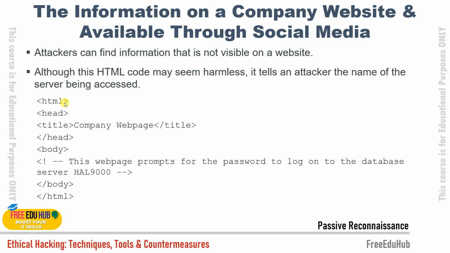As you can see, it's an HTML tag. In the head they are writing the title of the page, which is company web page, and the head closes, and then there is a comment that this web page prompts for the password to log on to the database server, which is HAL 9000. Though this was just a comment, maybe they were testing it on the test servers and didn't realize it before they posted it on the actual production servers, but this comment went with the code and now it's available on the website, through which the attacker can get the information that this is the database and this is the name of it. So this sort of information can be leaked through the websites or pages which are hosted by the organization themselves.